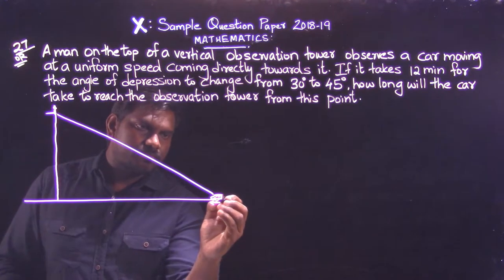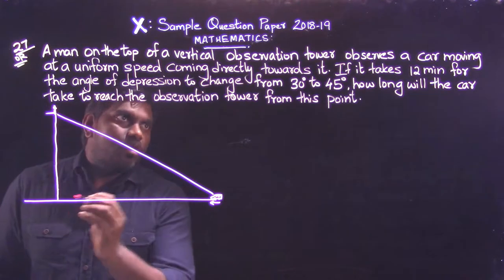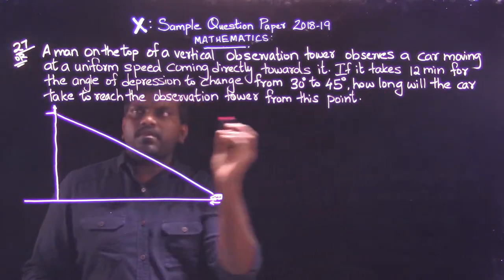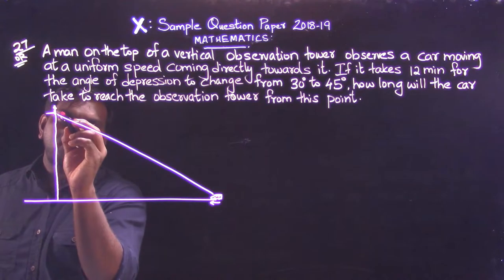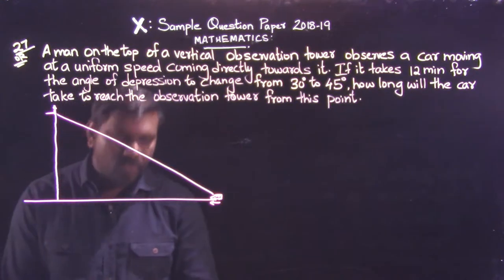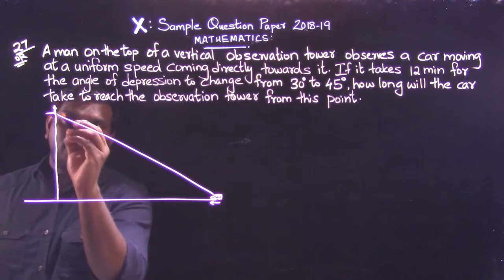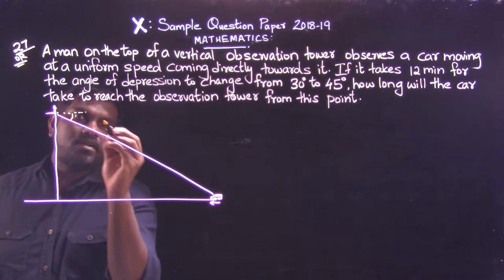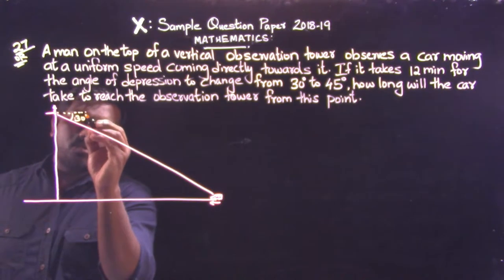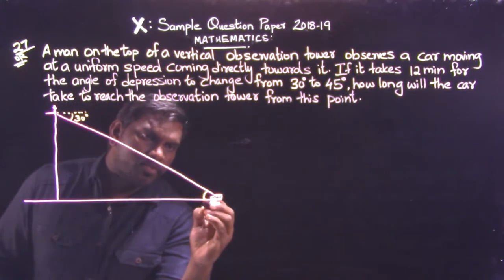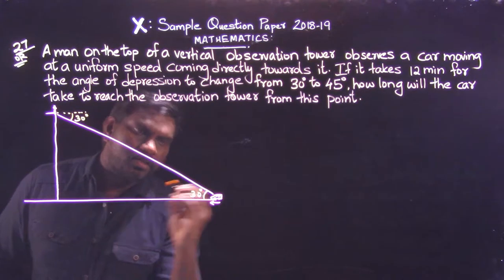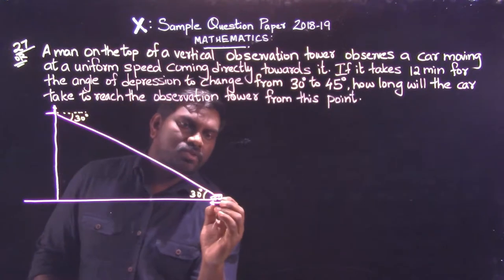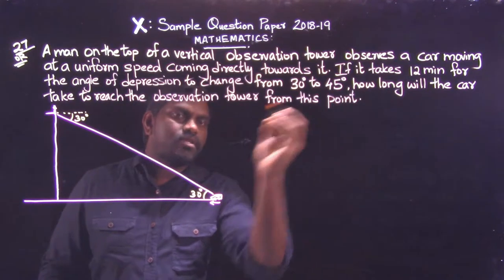Coming towards the tower, if it takes 12 minutes for the angle of depression to change, now think a bit here, what is the angle of depression that you need to know. The angle of depression is this particular angle, which was 30 before. That means you can draw it now and keep it 30. Isn't it? 30, and it has now changed from 30 to 45.